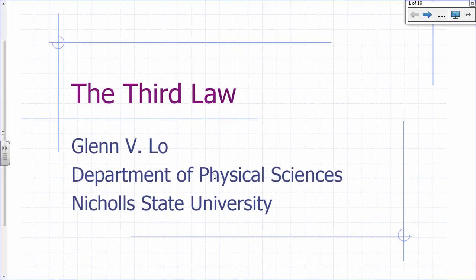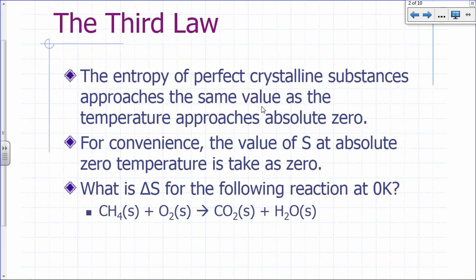Right. So let's talk about the third law of thermodynamics now. The third law of thermodynamics says that the entropy of perfect crystalline substances approaches the same value as temperature approaches absolute zero. As a matter of convenience, we take that value to be zero. Okay. So why is it convenient to take that value at absolute zero to be zero?